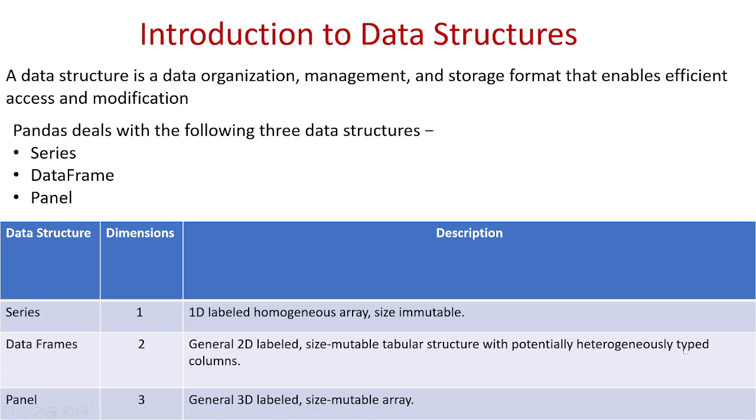And the data frame is two-dimensional labeled, and both size and values are mutable. That is, we can change the size and also the values, and it has heterogeneous data. So it can have mixed types of data, whereas the series is of homogeneous type. A panel is a three-dimensional data structure, and it is a labeled size-mutable array.